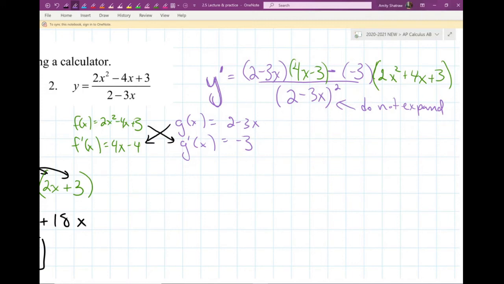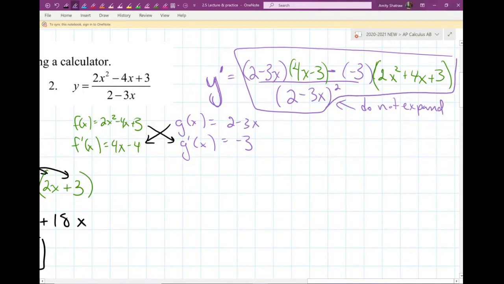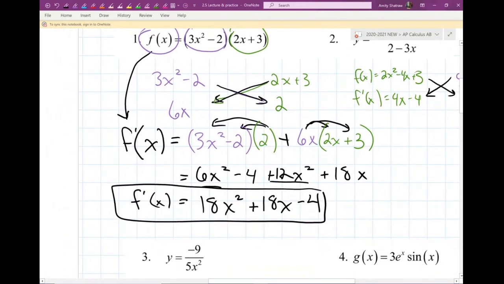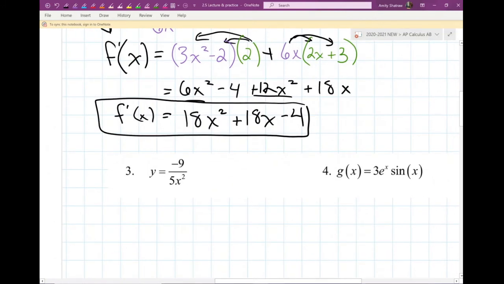And then I do want to actually distribute some stuff and simplify it out. It's just that in the interests of time, I'm going to leave that to you, okay? And so for problem number 3, when I'm looking at it, remember how I said that we could turn it into a multiplication problem? We definitely could.